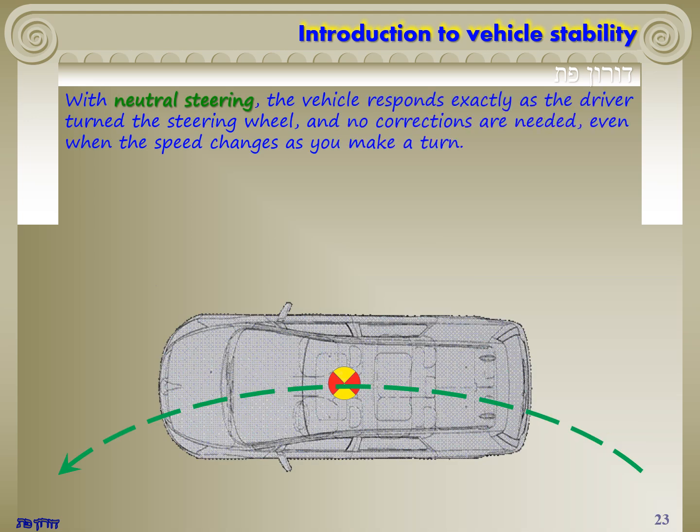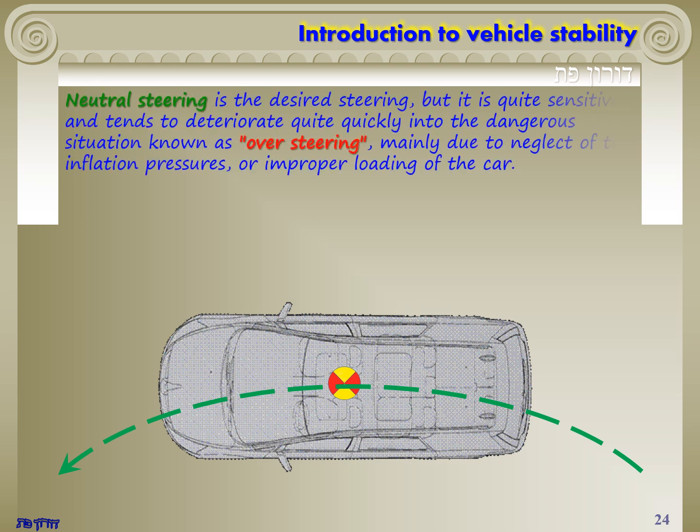With neutral steering, the vehicle responds exactly as the driver turned the steering wheel and no corrections are needed, even when the speed changes as you make a turn. Neutral steering is the desired steering, but it is quite sensitive and tends to deteriorate quite quickly into the dangerous situation known as oversteering, mainly due to neglect of tire inflation pressures or due to improper loading of the car.